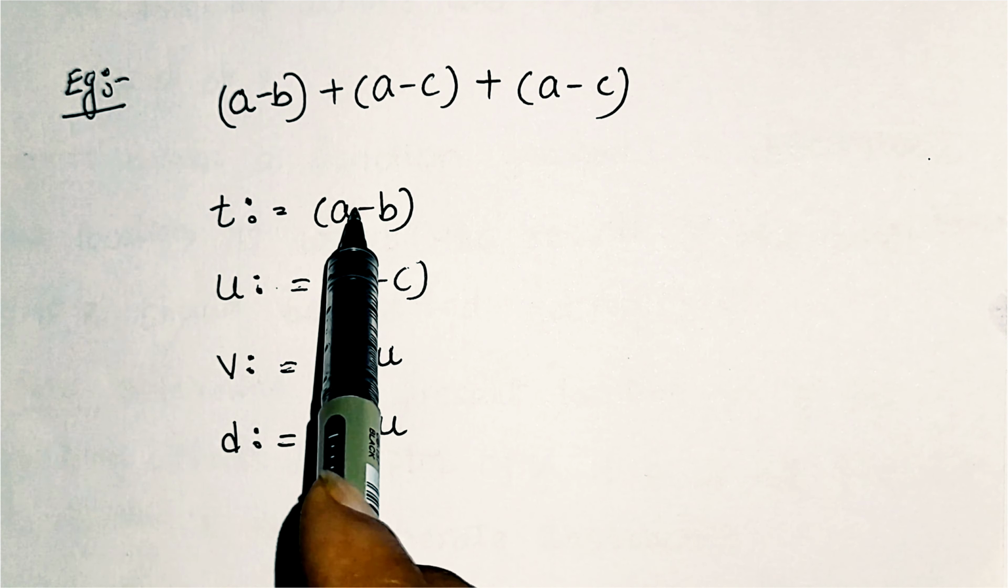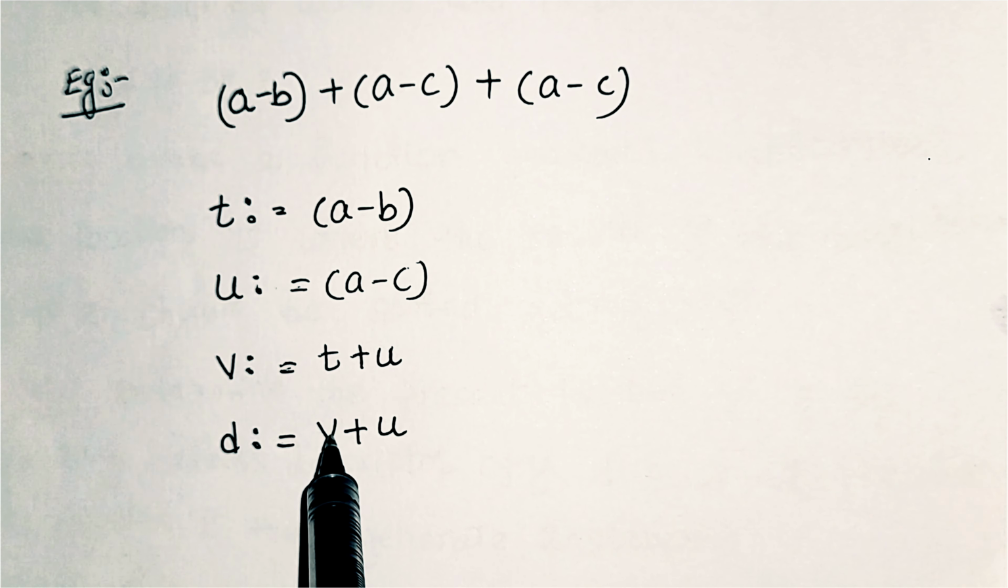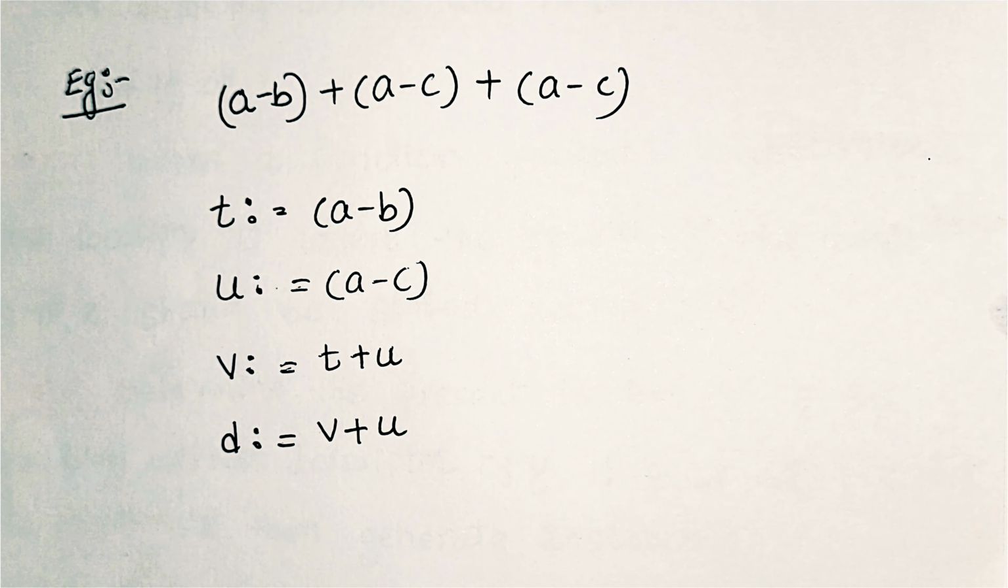Okay, so now what we have to do? Next, you can see d is equal to v plus u. So what is this v? T plus u, a minus b plus a minus c. So what is the value of v? V means t plus u, which means a minus b plus a minus c. This is v plus u. Again, what is the value of u? U means a minus c, friends.